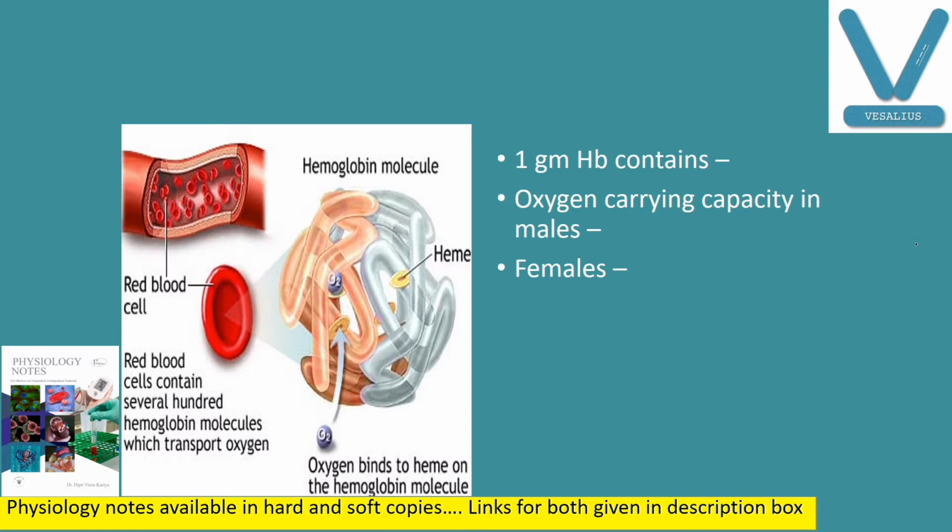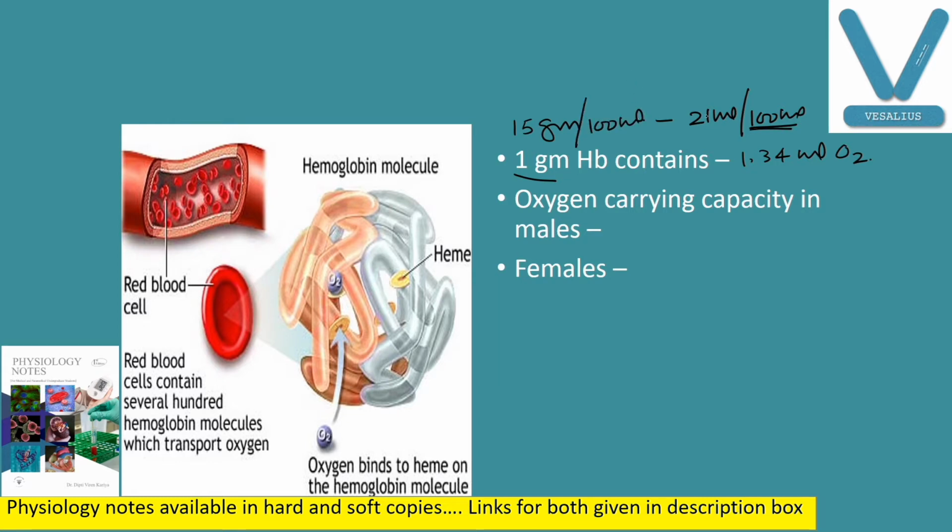Now, how much oxygen is carried by hemoglobin? 1 gram of hemoglobin can carry 1.34 ml of oxygen. So if normal hemoglobin is 15 gram, it will carry about 21 ml of oxygen per 100 ml of blood. Why per 100 ml? Because this 15 gram is present in 100 ml of blood.